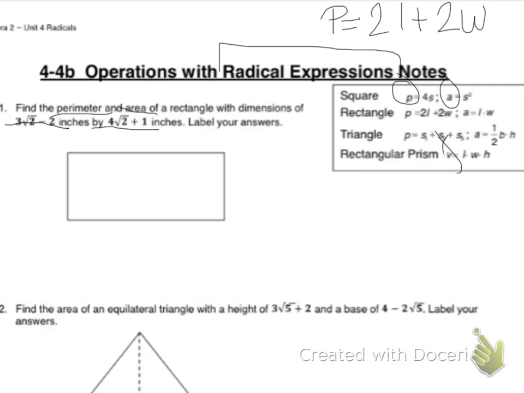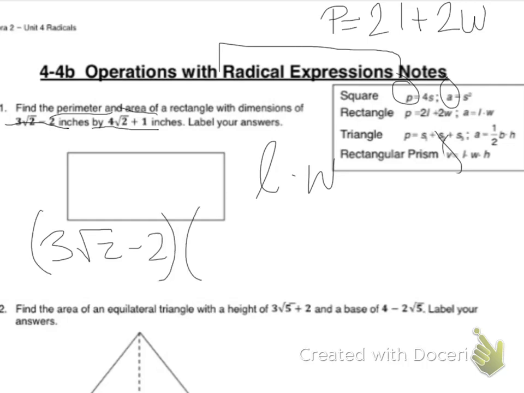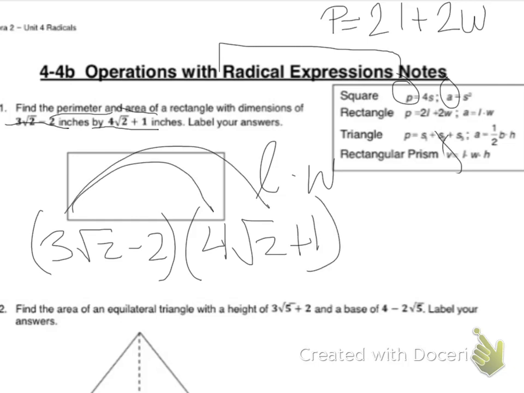And for area, you just do the length times the width, which is going to be 3 square root of 2 minus 2 times 4 square root of 2 plus 1. And you're going to FOIL. So 3 square root of 2 times 4 square root of 2 would be 12 times 2. Because when you do radical 2 times radical 2, it just becomes 2.